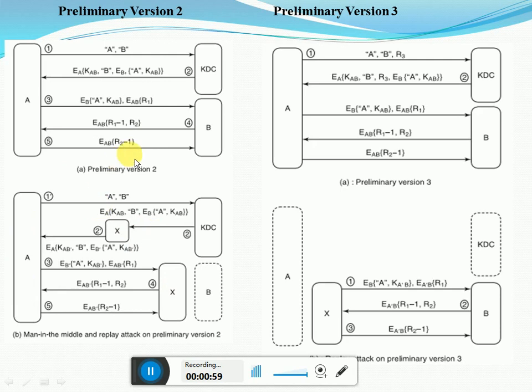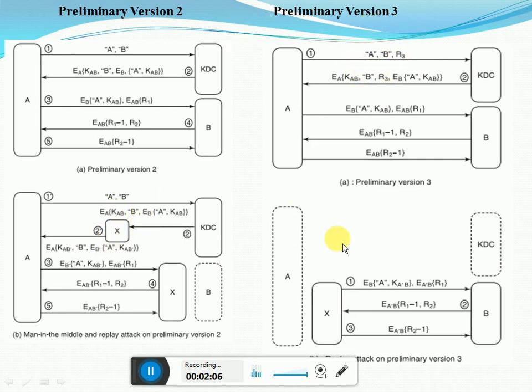Now, to overcome this problem, the additional thing we added to the previous version is a nonce R3, along with the identifications of A and B in the first message. This helps us overcome this replay attack. By adding a nonce, it is possible for A to identify whether the message is coming from the KDC or some attacker. Since R3 is generated by A, the KDC encrypts it using A's secret key. Because of this, A can identify the freshness of a message, whether it is the current message or a previously created message. By doing so, we can avoid this attack.